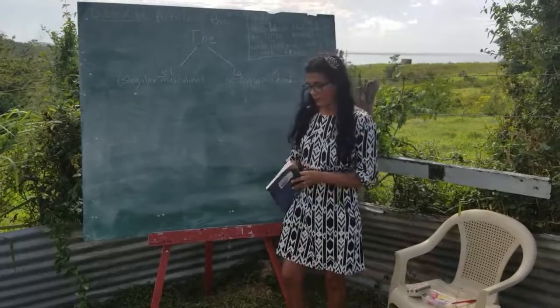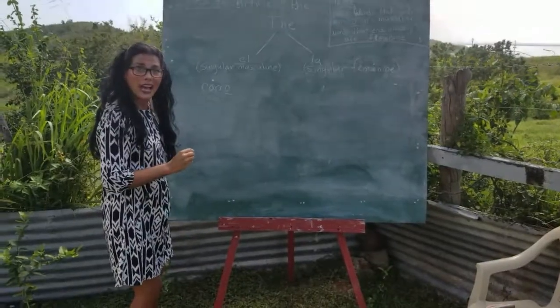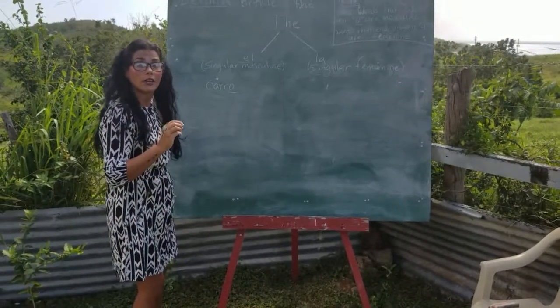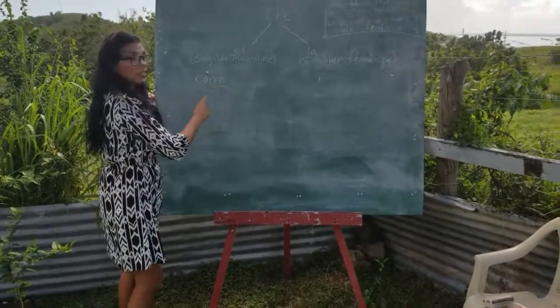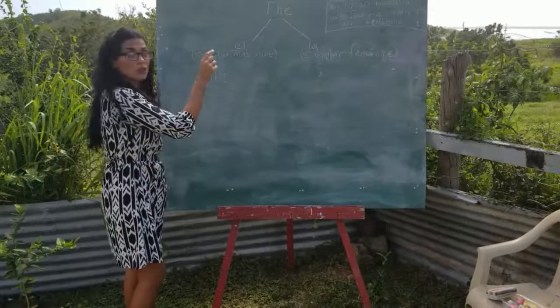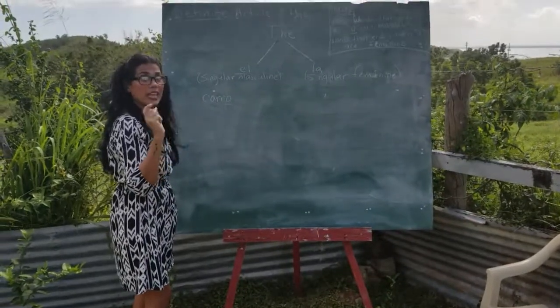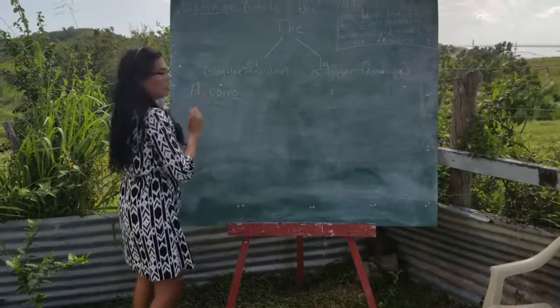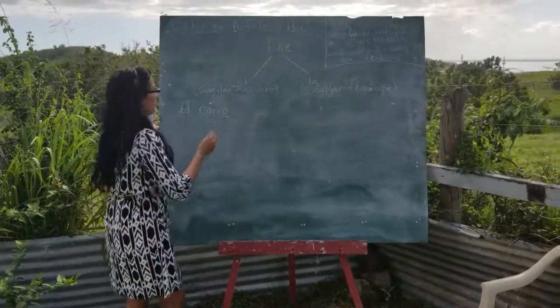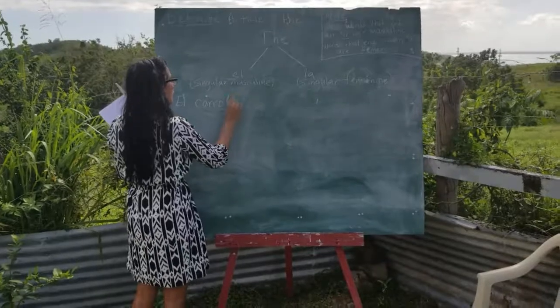For example, carro, that is a car. A car has no sex. It's an object. But it ends in an O, and we know the rules for the articles, therefore it's el carro, because it's singular too. El carro, the car.